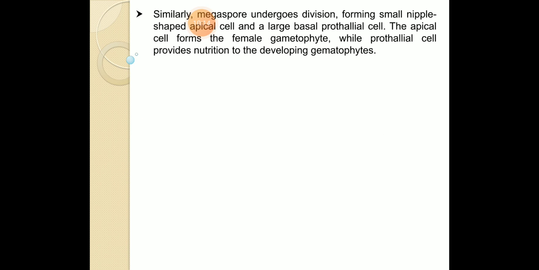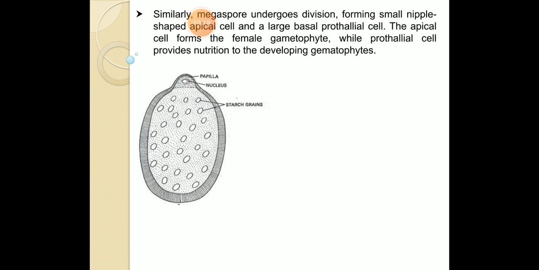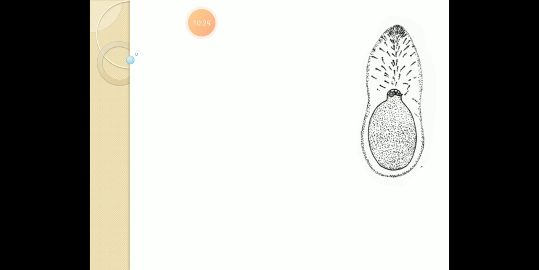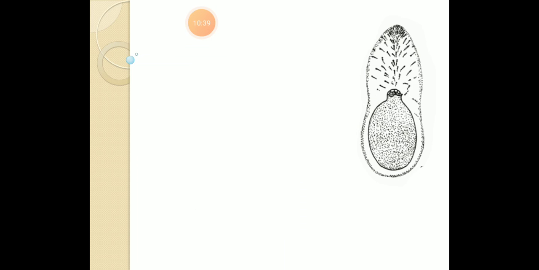So when a natural screw will be there, the head region and the ring-like region will be there. And similarly the megaspores, that's the larger size spores, that's the female gametophyte. This is the structure of the megaspores, and usually they have the neck canal and the ventral canal cells, and in the center region you will find the megaspores, that's a female gametophyte.